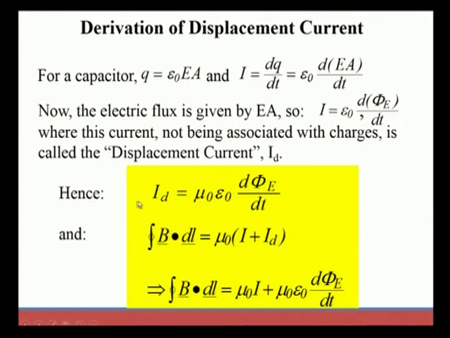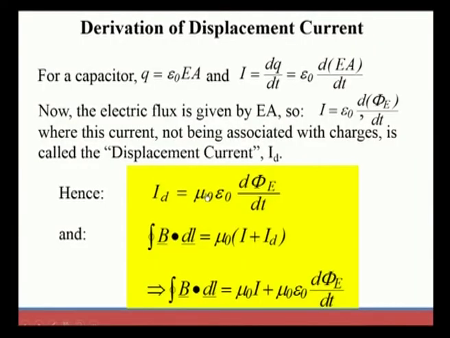Hence, we will come to know that ID is equal to mu naught epsilon naught d phi E divided by dt. Here we are considering mu naught because mu naught will always be considered with the magnetic field. When we are speaking of an electromagnetic wave, which consists of both electric field and magnetic field, mu naught will always represent the magnetic terms, that is a constant. So, mu naught is taken here.